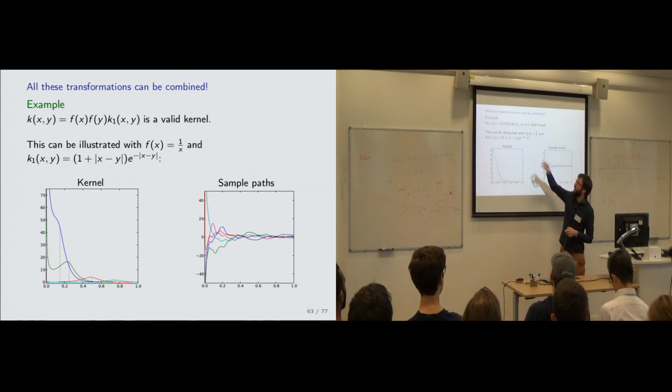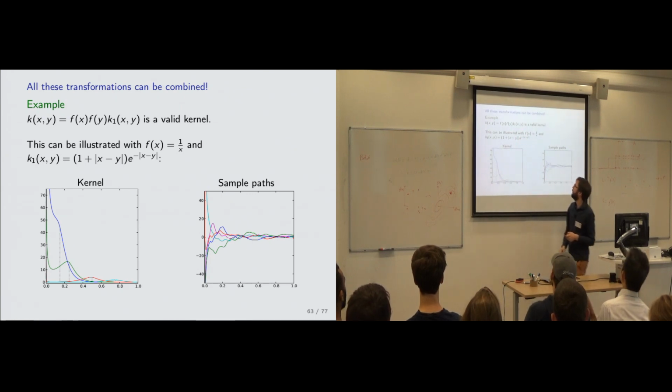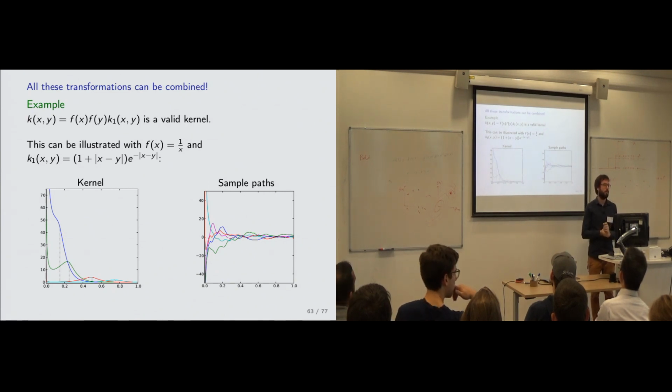Why is this guy a valid covariance? Because this can be seen as the product of a linear kernel remapped through a function f times another covariance. And the function f has to be some sort of function or any function? No, it can be any function.